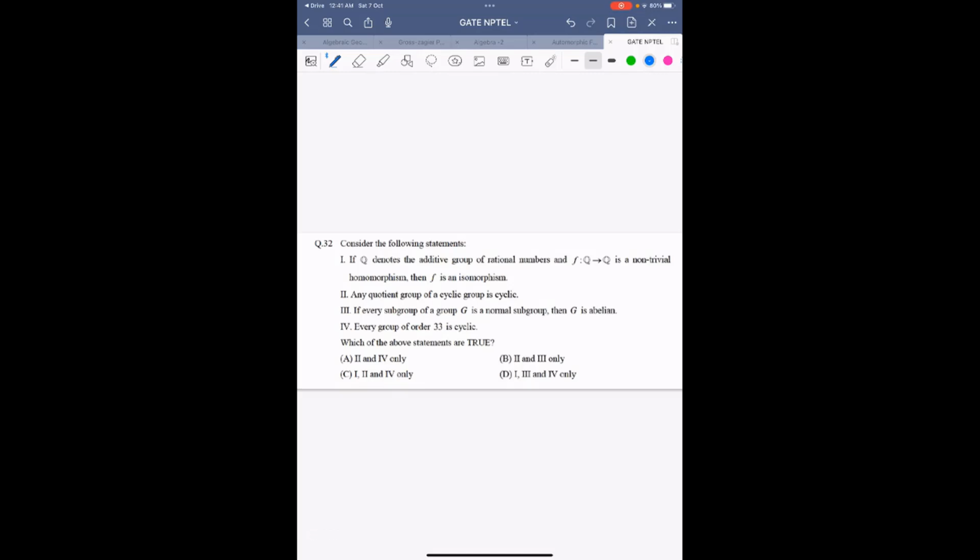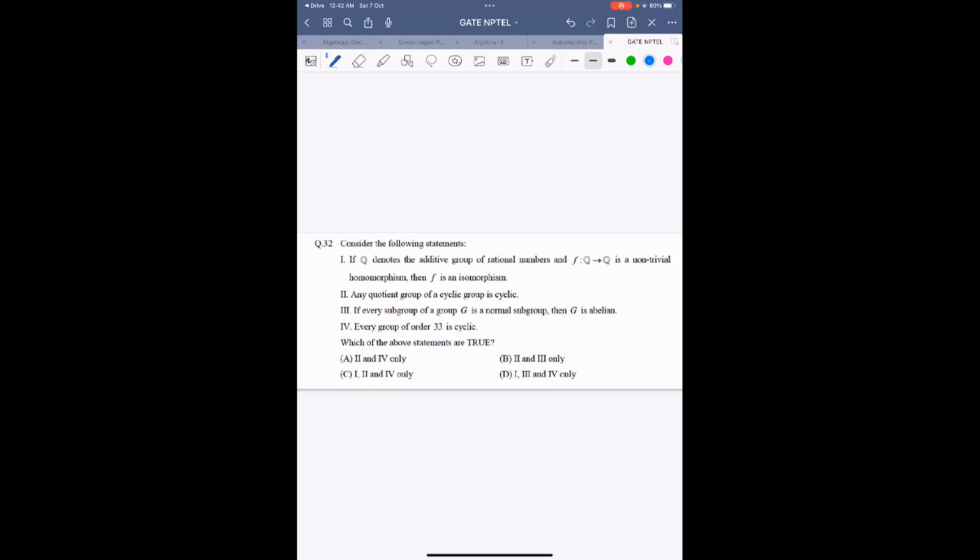Hi all, so this is question number 32 from GATE 2019. The question has given us four statements, 1, 2, 3 and 4, and it wants us to find which of the statements are true. So let's check these statements one by one.